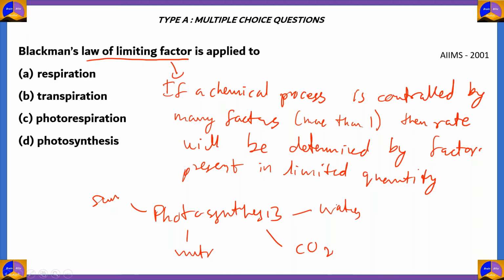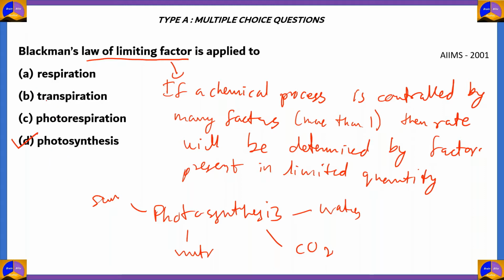And suppose the plant lives in an area where there's a scarcity of water. So the rate of photosynthesis will always depend on the amount of water. Therefore, even if all the other factors are provided excessively, the rate of photosynthesis will still depend on the quantity of water present. So that relation, which is found in photosynthesis, makes photosynthesis an application of Blackman's law of limiting factors. So therefore, option D is the right option.